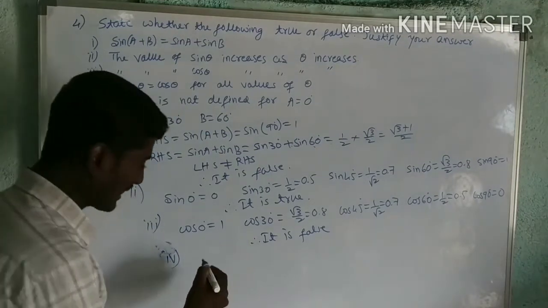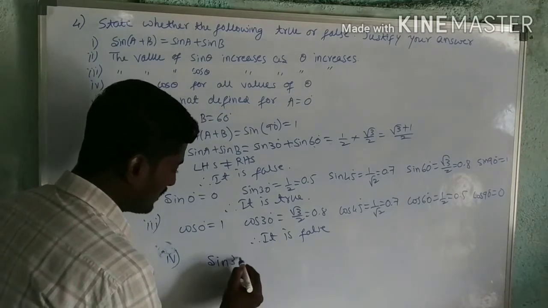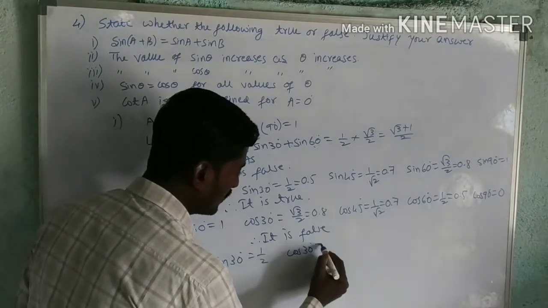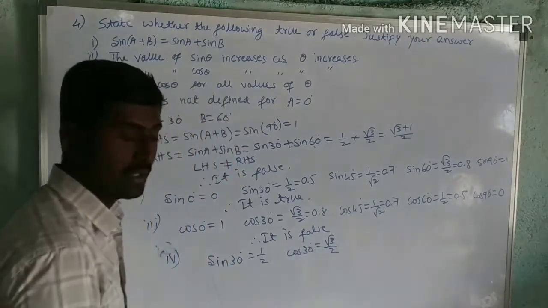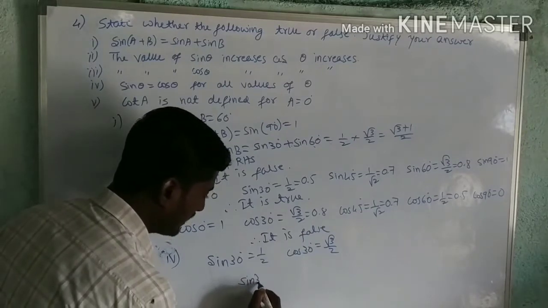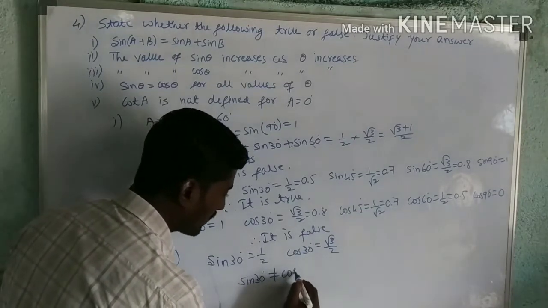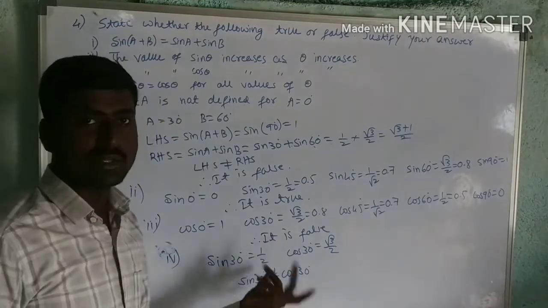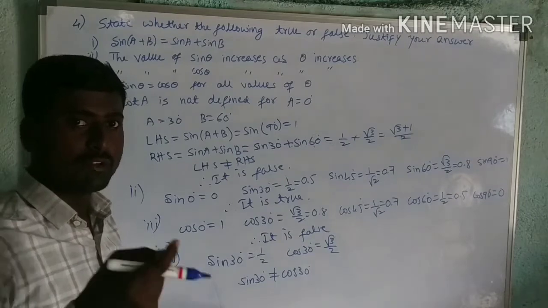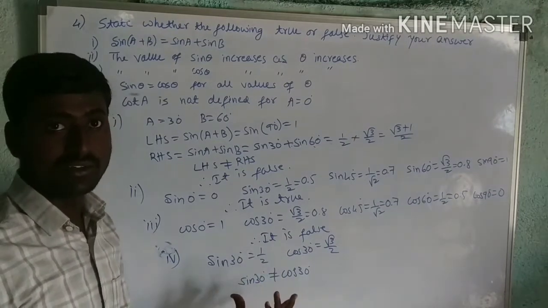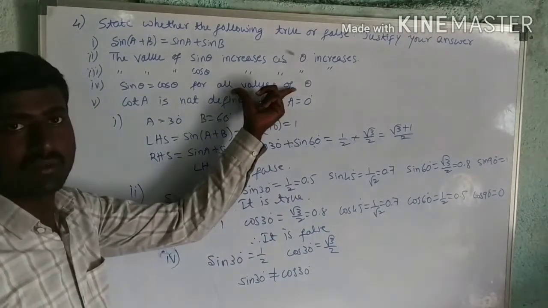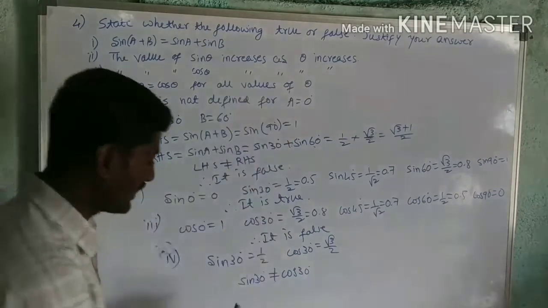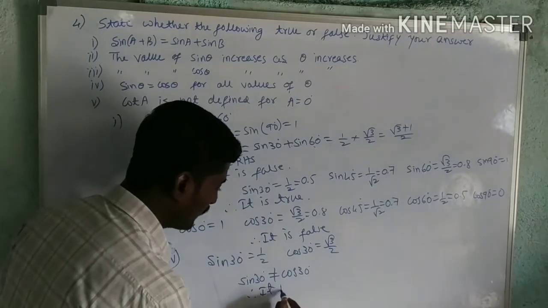So I will give the reason. Sin 30 is equal to 1 by 2. Cos 30 is equal to root 3 divided by 2. So here I can say sin 30 degree is not equal to cos 30 degree. Other than 30 you can also give 60. Okay. If you take 45, both are equal, so it doesn't mean that it is true. For only one angle it is true. Remaining it is not satisfying. Therefore it is false.